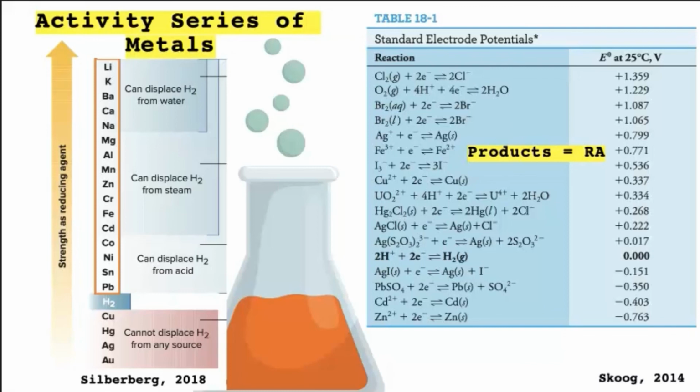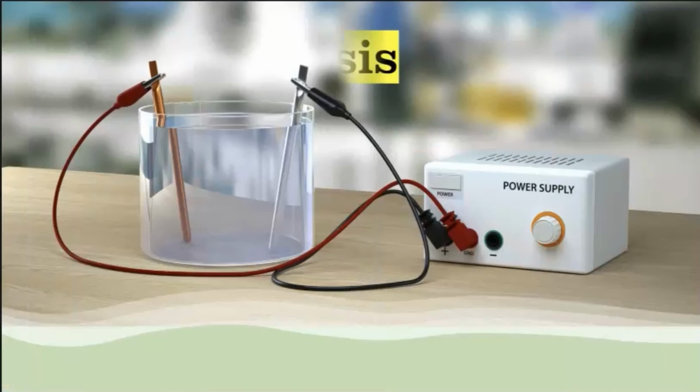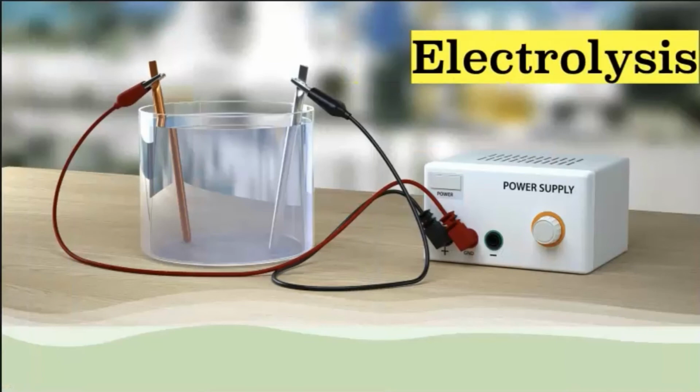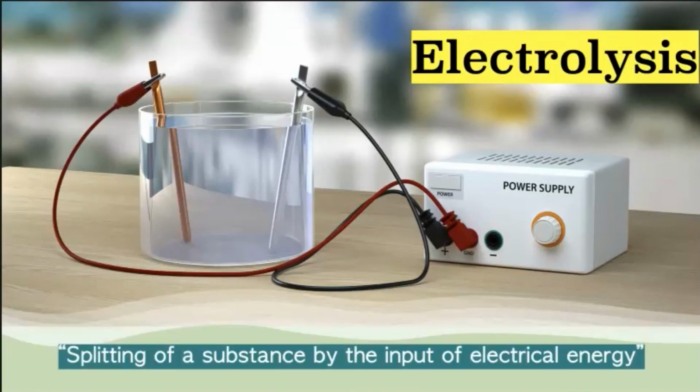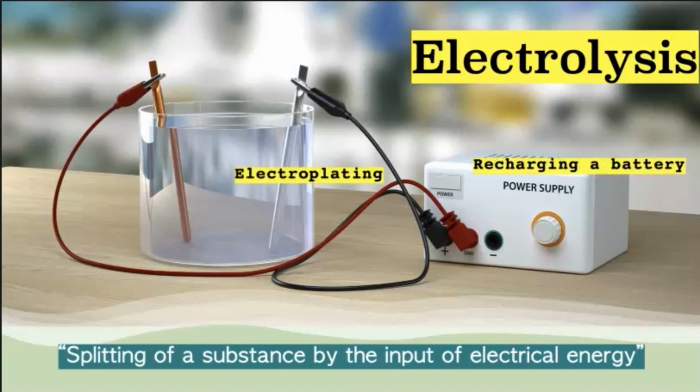Moving on to some applications, specifically of an electrolytic cell. Electrolysis is the splitting of a substance by electrical energy input. Practical applications of these processes include recharging a battery, electroplating, and electro-refining of metals.